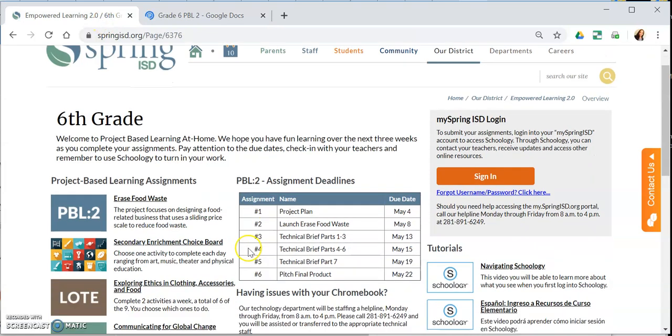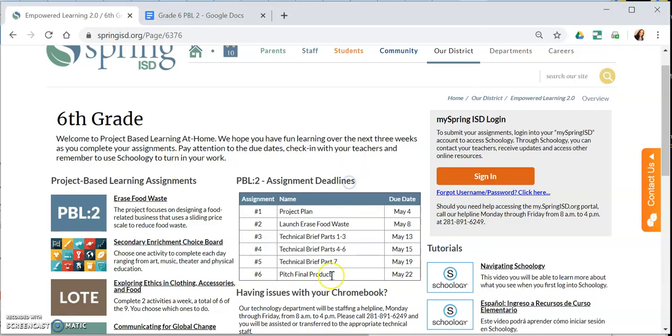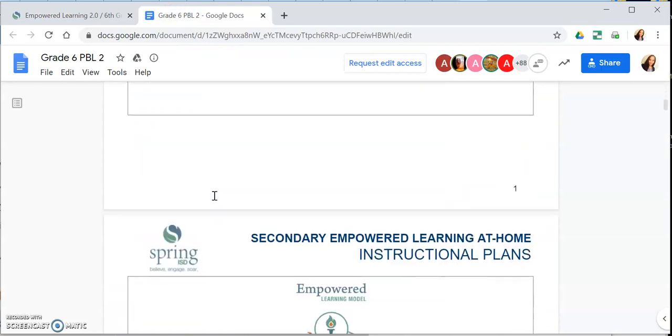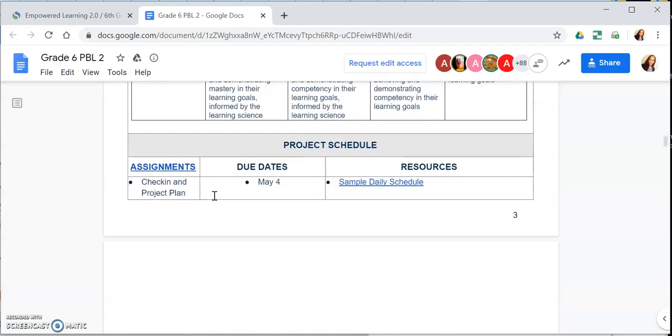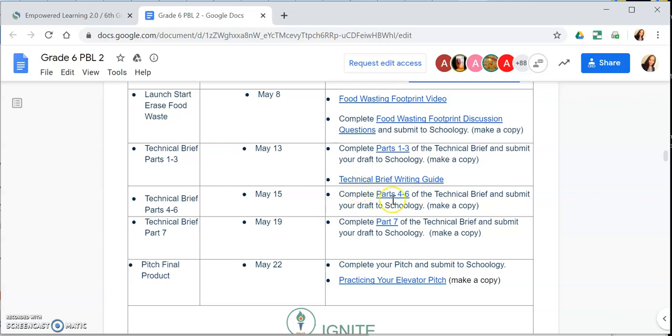Notice that assignment 4 is due Friday, May 15th. So we have a couple of days to get it completed. All right, we're going to scroll down in our PBL 2 document to assignment number 4, which is here. Complete parts 4 through 6 of the technical brief and submit your draft to Schoology.